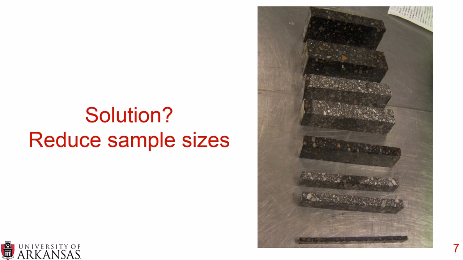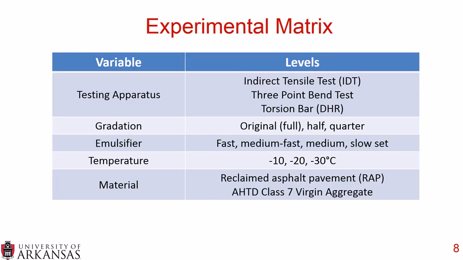So our solution is to reduce the sample size. What are different geometric sizes of samples that we could try to test to see if we can quantify the properties of the CIR? So our experimental matrix: we had three different testing apparatuses, so we had three different geometries: the IDT, the indirect tensile test, a three-point bend test, and also a torsion bar test, and we call that the DHR in this presentation.